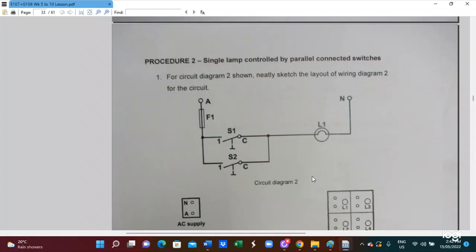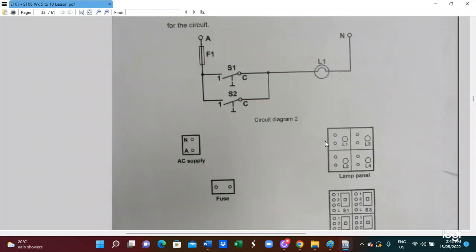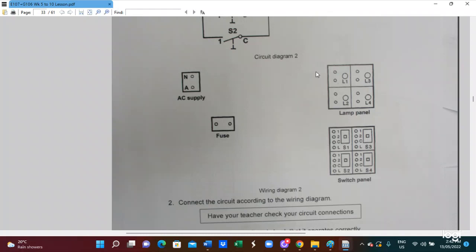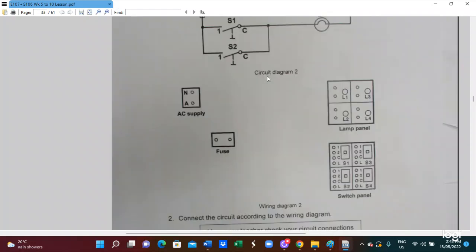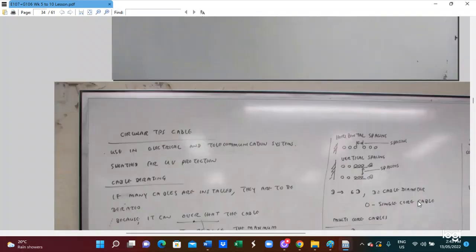That is why the singles are then controlled by the parallel connected switches. So S1 and S2 are a parallel connection. These switches are parallel and control the single line. Then you also have to complete this circuit diagram and complete the physical diagram.